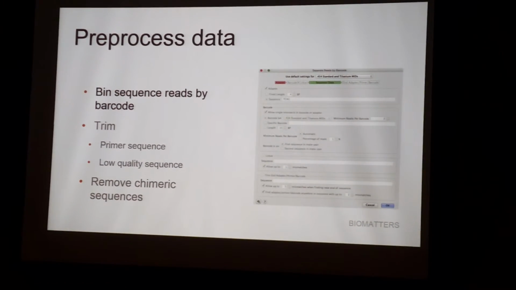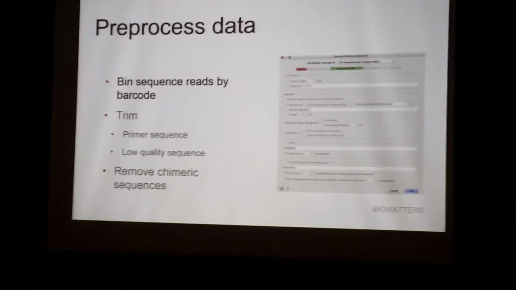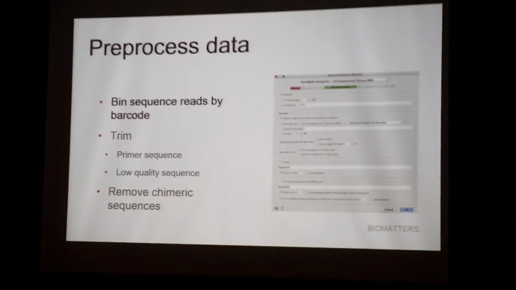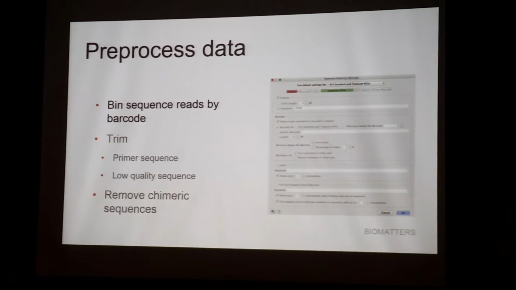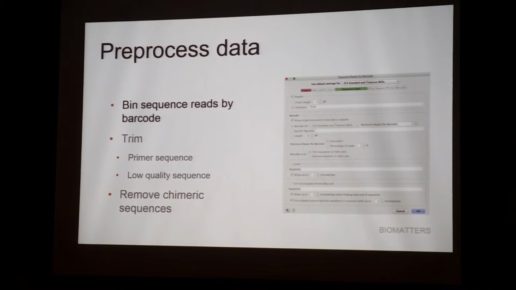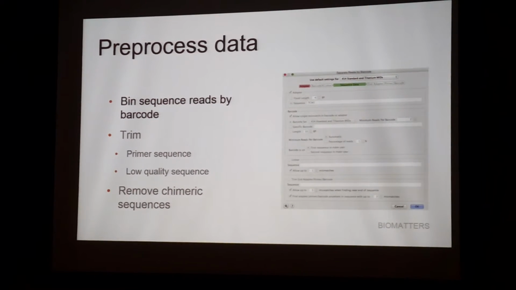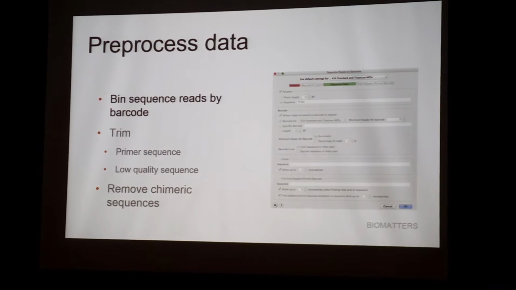In terms of the analysis, the first part is pre-processing, which is binning based on the MIDs, or barcodes, shown in the diagram off to the right. This can be done within the Genius platform, and the image you're seeing on the right side is a screenshot of that.